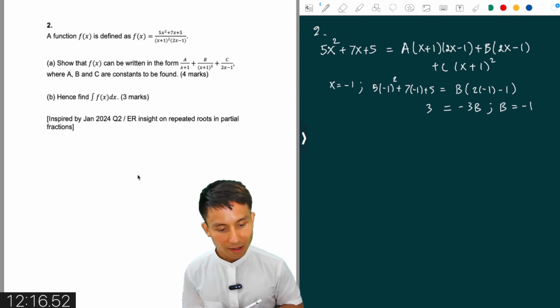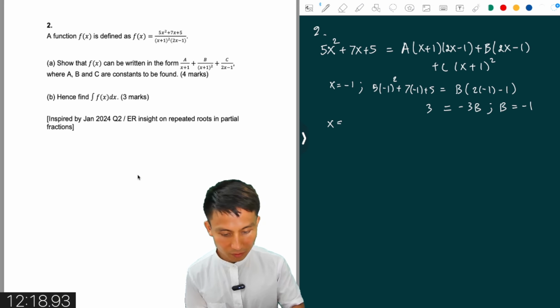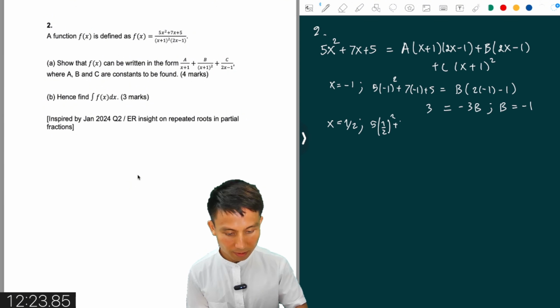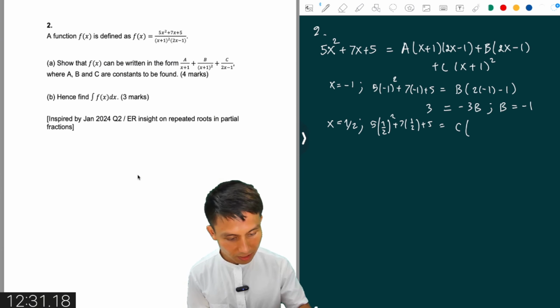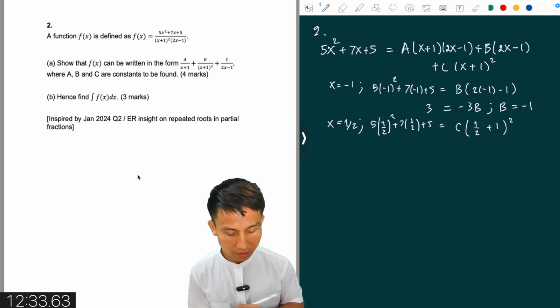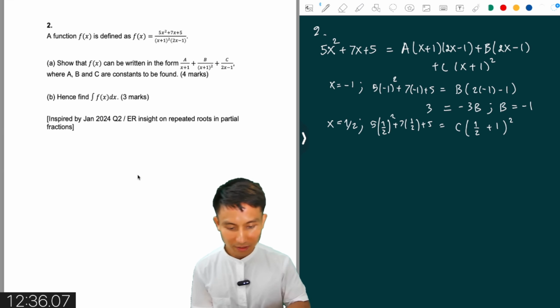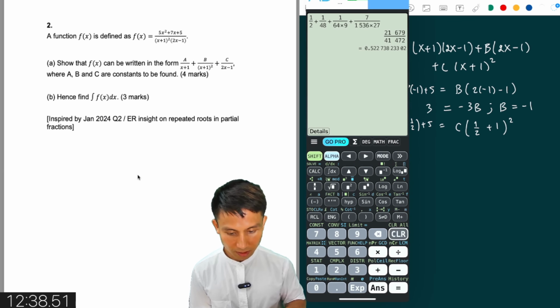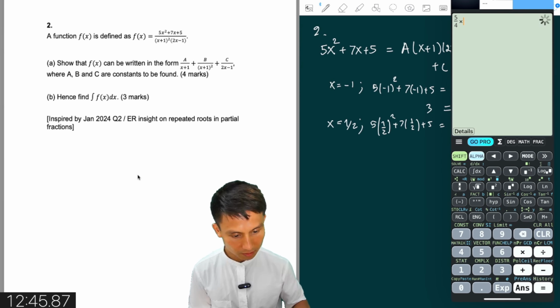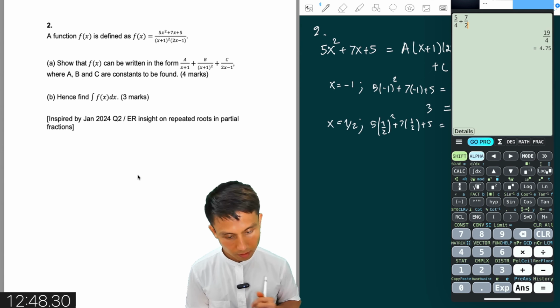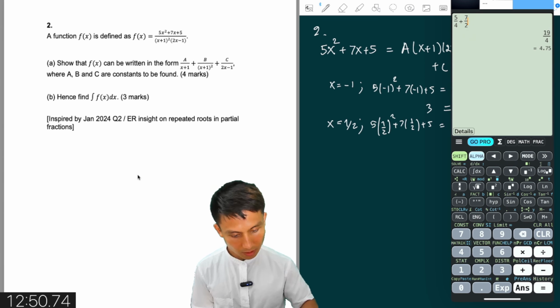Okay, let's do 1/2. x equals 1/2. So that's going to be 1/2 squared plus 7 times 1/2 plus 5 equals, so the a and the b terms go away, so we have c times (1/2 plus 1) squared. So what is that? 5 over 4, I'm just going to use a calculator. So 5 over 4, what was it? Plus 7 over 2, right? Wait, that's not a plus. Yeah. And then plus 5.